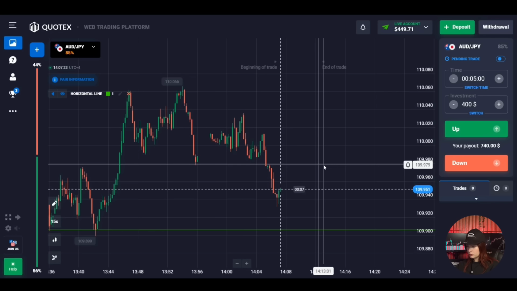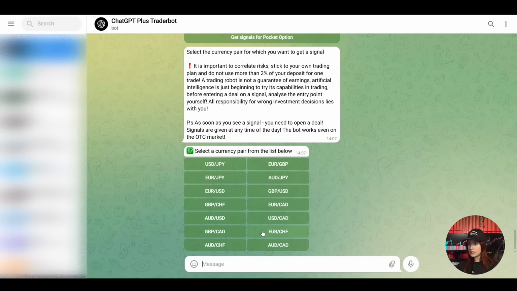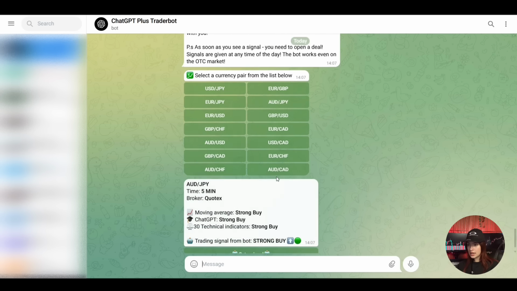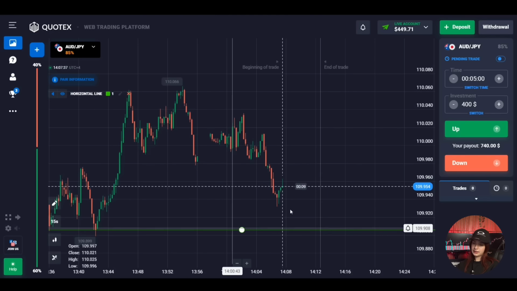So let's go to the Telegram channel to the bot and click the get a signal button. Then we'll find the currency pair we need and click on it. And as you can see, guys, here we are offered to open a deal to go up. Well, I agree with the bot and click the green button.